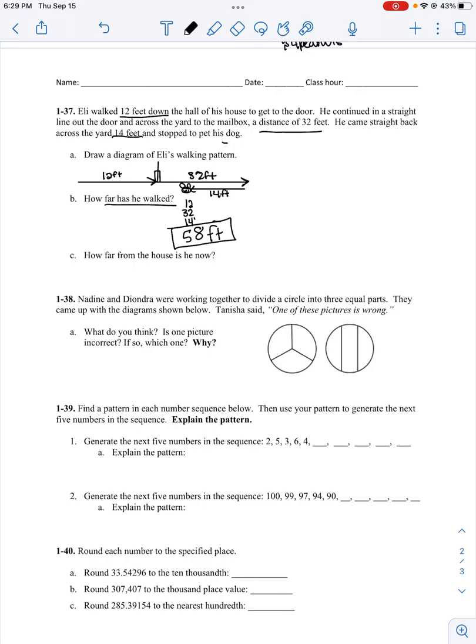Now for part C, we need to figure out how far from the house he is now. So how far away from his front door is he?